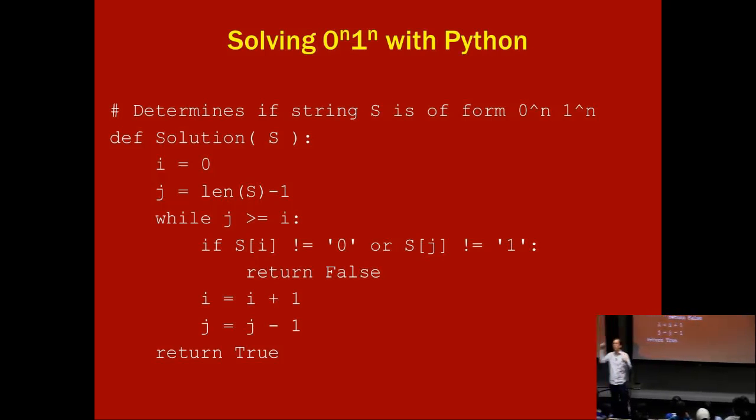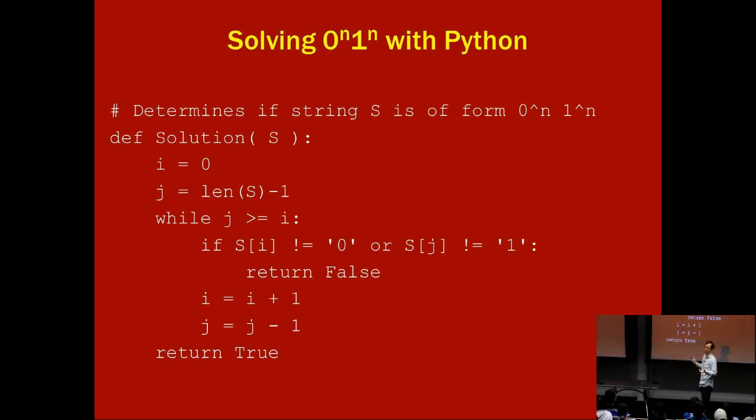If you just got a string, you can put your finger at the beginning and your finger at the end and check that you see 0, 1, and then move them in and check that you see 0, 1, and move them in and check that you see 0, 1. There's any number of ways to do it. Here's a simple little way to do it.